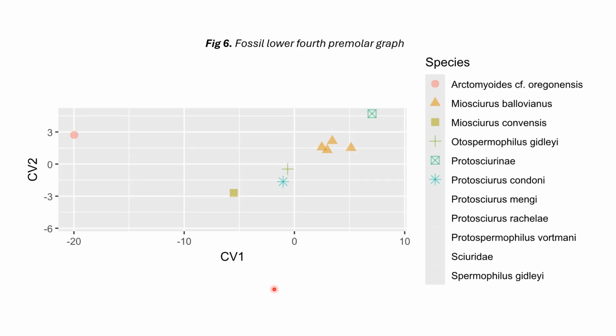Here we have the lower fourth premolar graph of the fossils, definitely even less samples, but still very much variation, much more so than the last graph actually. This is showing more of what we want to see, and what we are looking for, seeing if it is possible.